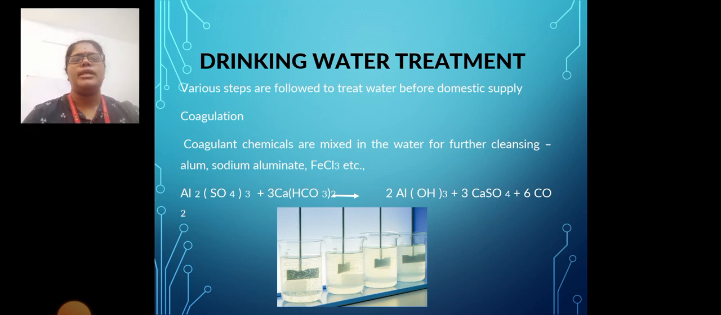So coagulant chemicals are mixed with the water for further cleansing, that is alum, sodium aluminate, ferric chloride are examples for the coagulants. So when it is treated, aluminum sulfate plus calcium bicarbonate that is present in the water can be removed by converting into calcium sulfate and carbon dioxide.